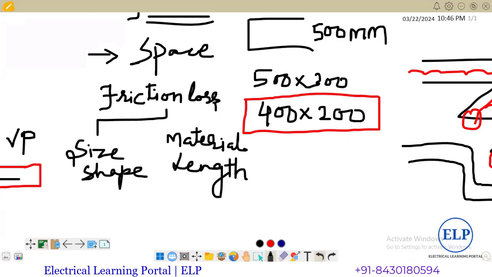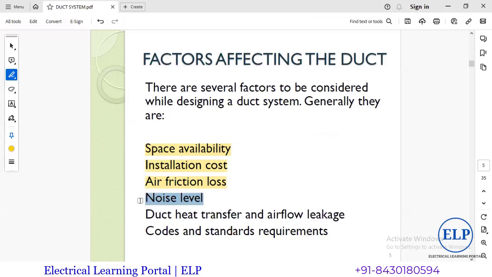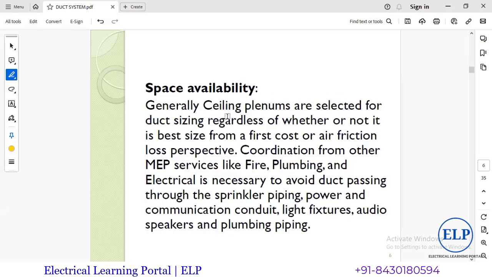Let us see all these points, and obviously the noise level. Whenever you design any undersized ducting, if the height of the duct is less, obviously the velocity will be more. So that will create a nuisance to the people. Anyhow, all these points I have written here in detail.